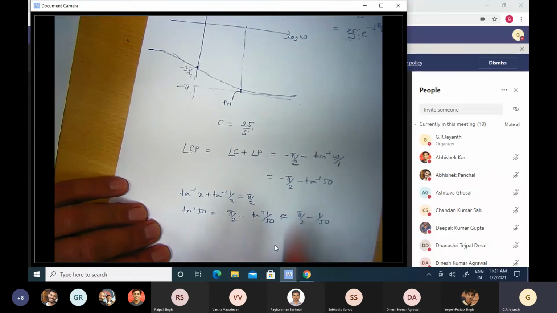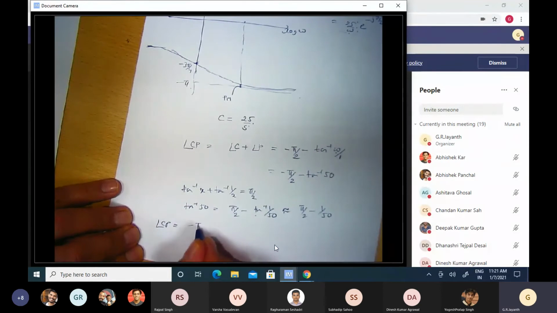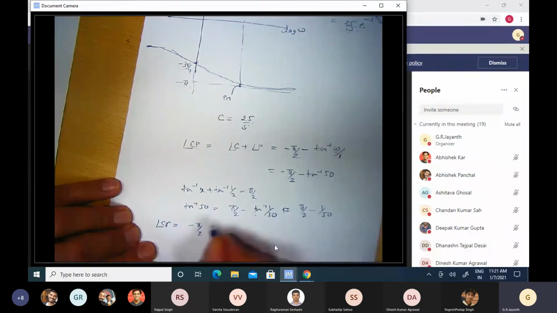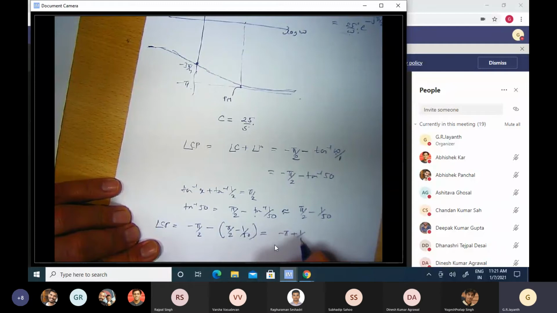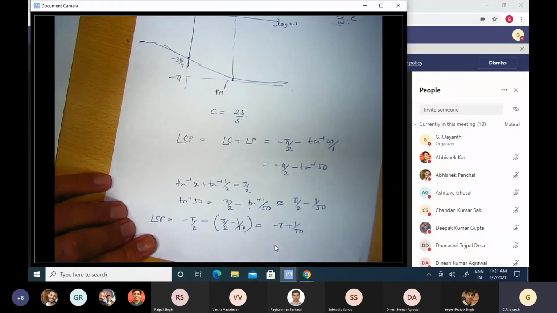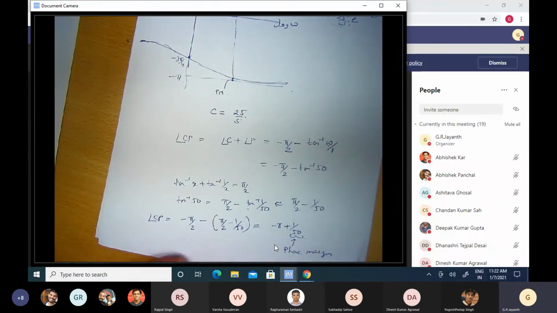Okay, so if I substitute that here, I get that the angle of CP is equal to angle of C, which is minus pi by 2, minus the angle of P, which is minus of pi by 2 minus 1 by 50. And with this I get minus pi plus 1 by 50. So you see that the phase margin is an extremely small number. This is the phase margin, 1 by 50th of a radian.